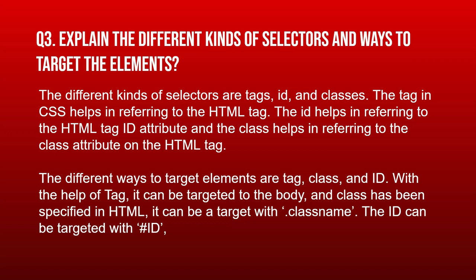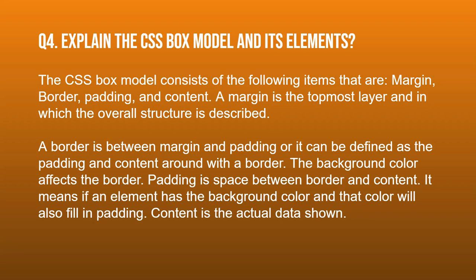With the help of tag, it can be targeted to the body, and if a class has been specified in the HTML, it can be targeted with the class name. The ID can be targeted with hash, I mean the ID name. The fourth one, explain the CSS box model and its elements.